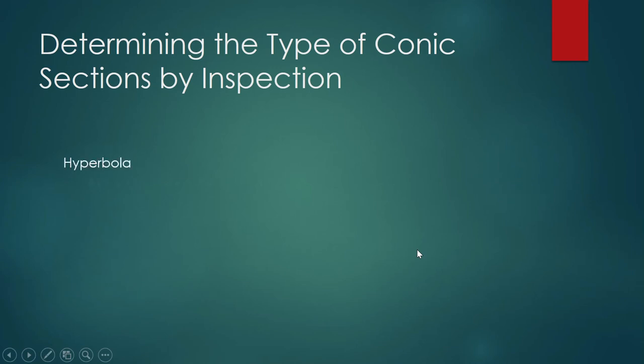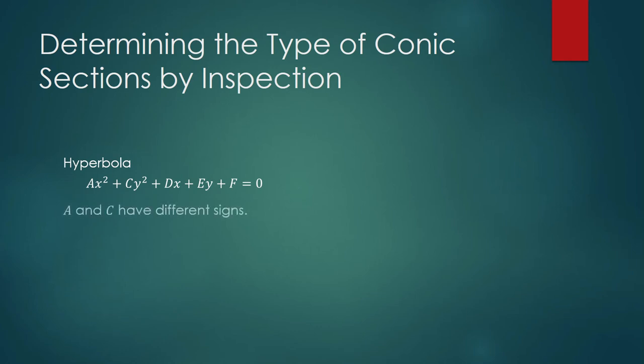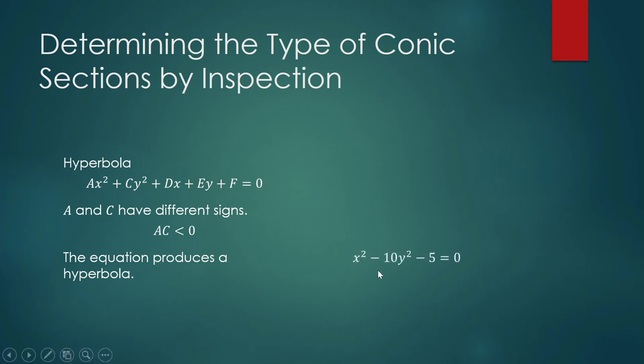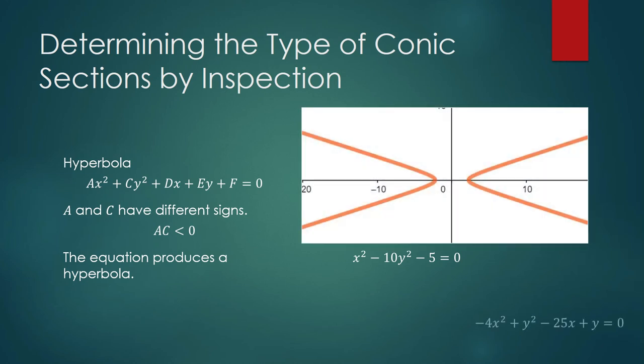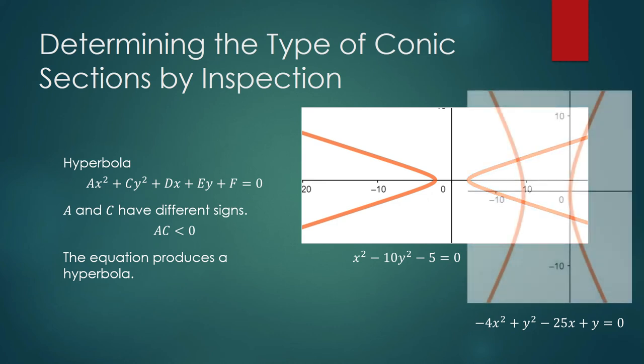How about for a hyperbola? Well, you can already guess what it's going to be. A and C must not be equal, and more importantly, they must have different signs. That means the product of A and C is less than 0. If that is the case, the equation would produce a hyperbola. So in this one, A is equal to 1, C is negative 10, they are not equal, and they have different signs. So this one ought to give us a hyperbola. How about this one? A is negative 4. C is 1. They are not equal. They have different signs. This must be another hyperbola.